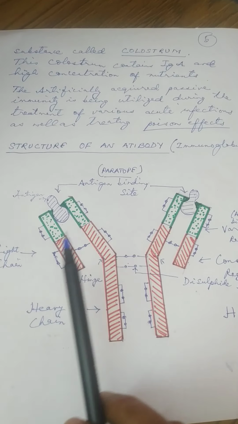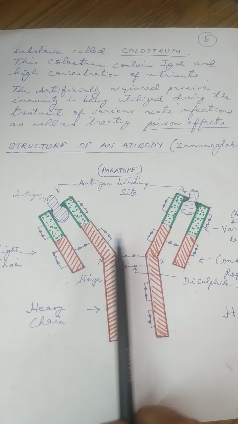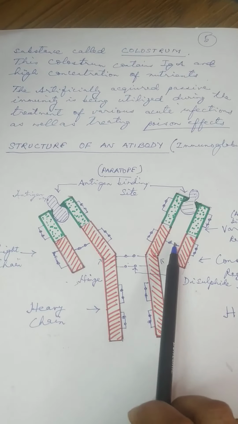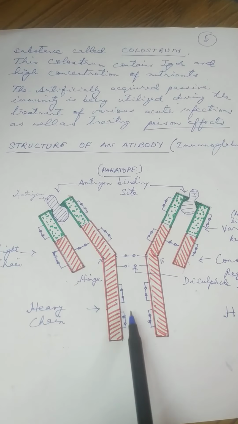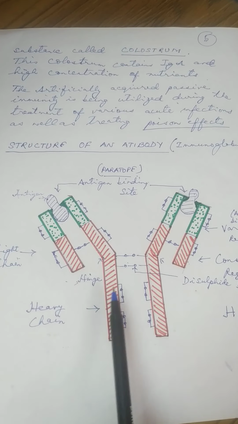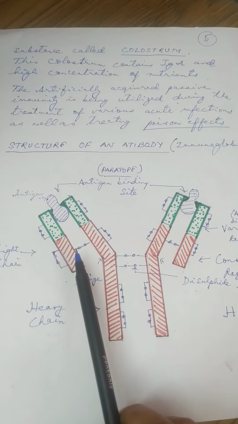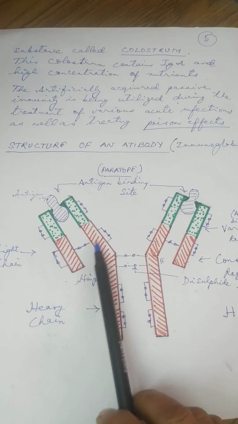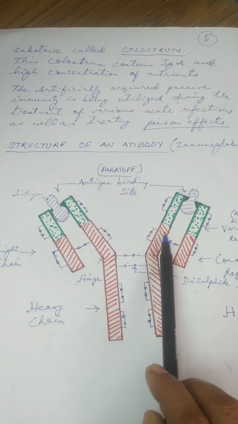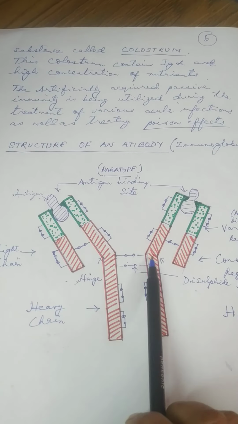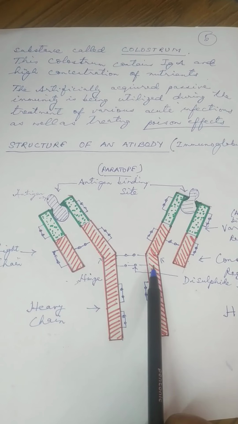Moreover, I have also explained that all the 4 polypeptide chains are connected together by what? Disulfide bonds or disulfide linkages. So there are disulfide bonds between the short chains and the long chains, and also there are disulfide bonds between the 2 long chains.